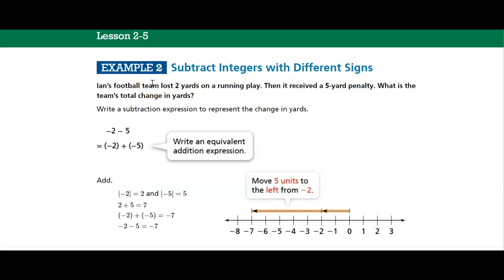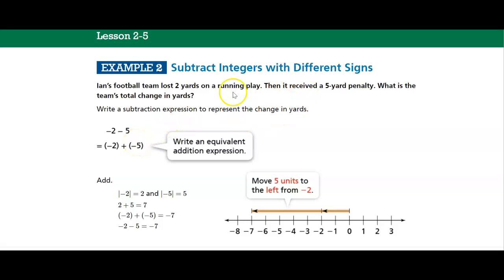Example 2, subtract integers with different signs. Ian's football team lost 2 yards on a running play. Then it received a 5-yard penalty. What is the team's total change in yards? Write a subtraction expression to represent the change in yards. So we have -2 to represent the lost 2 yards on the play, and then we have -5 to represent that 5-yard penalty, because in football, when you get a penalty, you lose yards.